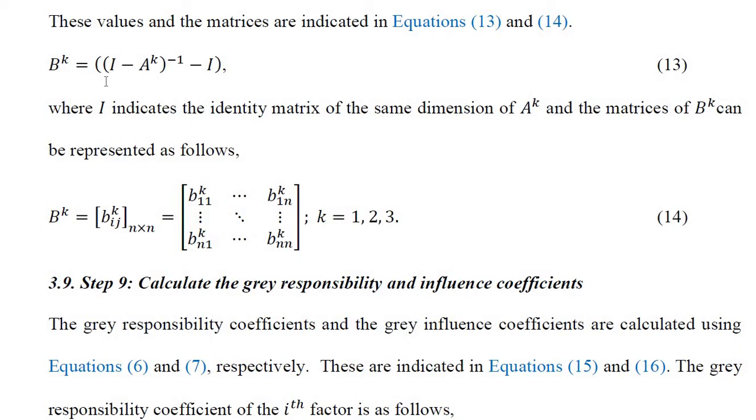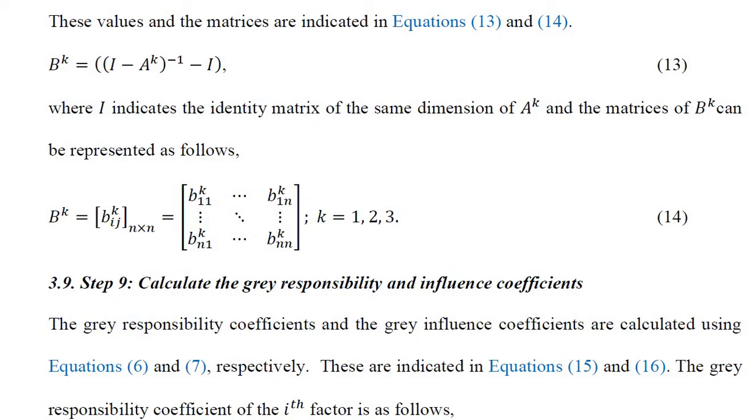So K is indicating 1, 2, 3, because one is representing the ideal model, another the critical model, and the third one the most typical model. So I will be calculating the inverse of 1 minus A, minus I. Here K is also involved because there are 3 different matrices, so to indicate them we are using the notation K.